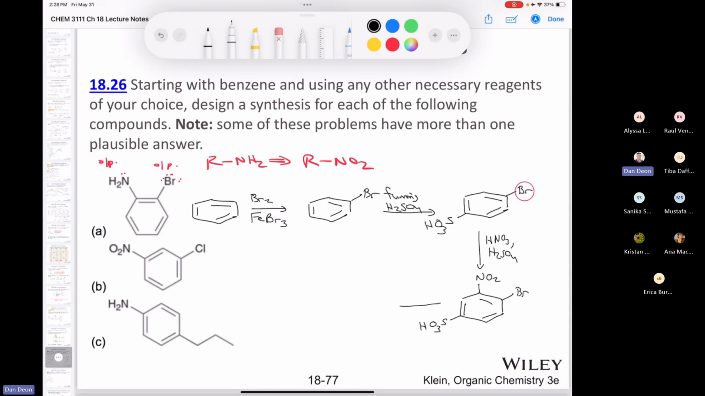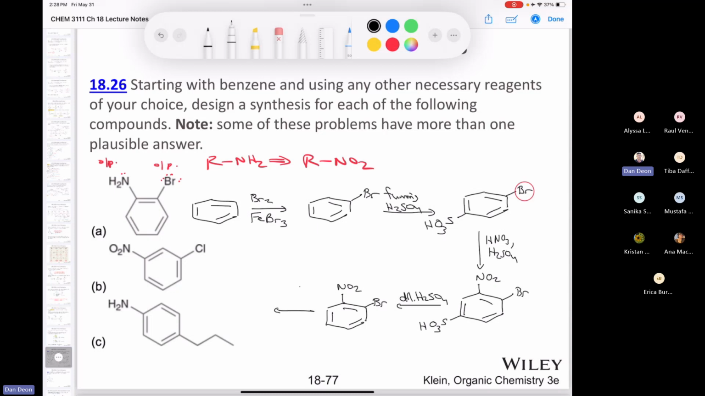Boy, I'm really running out of space here. I'll just put dilute H2SO4. That will remove the blocking group. So that means I'm going to have my nitro and my bromine. They're going to be ortho to each other. And so now to get to the final product, I just have to reduce it.